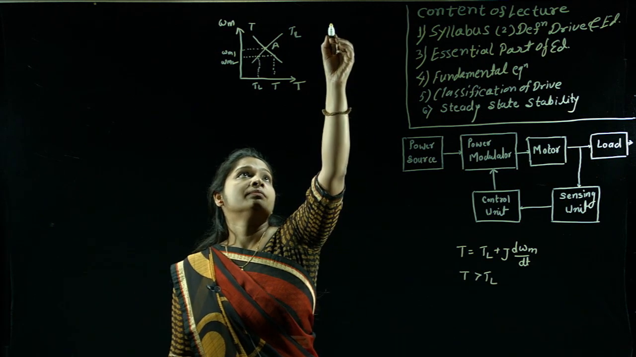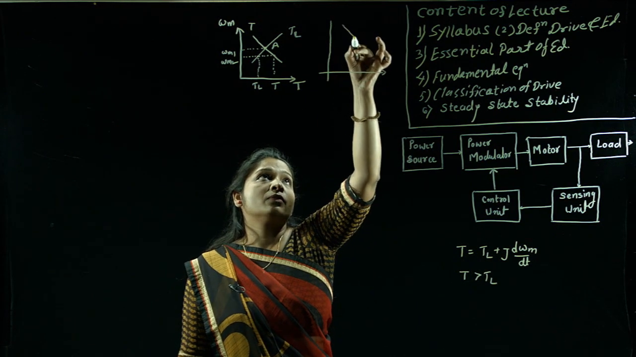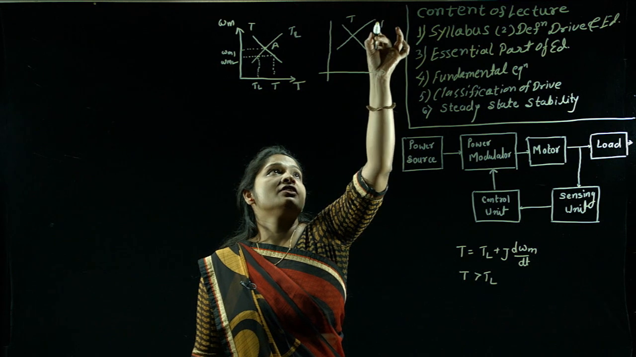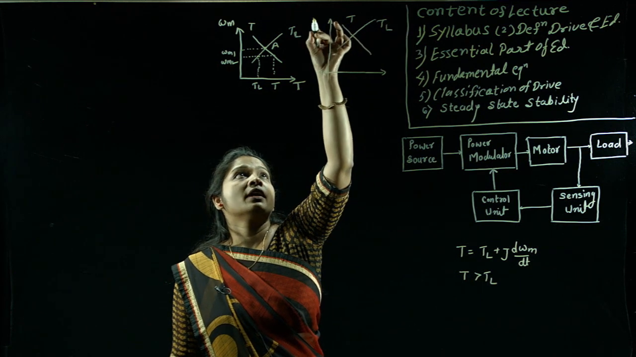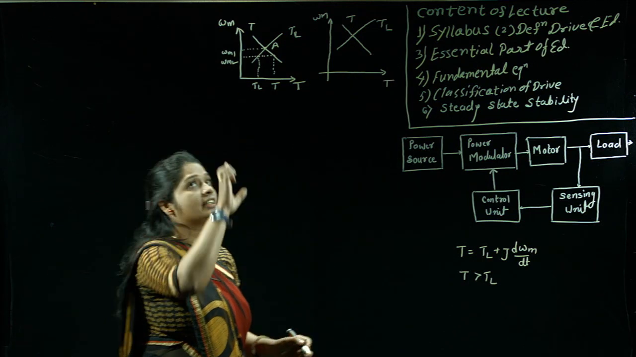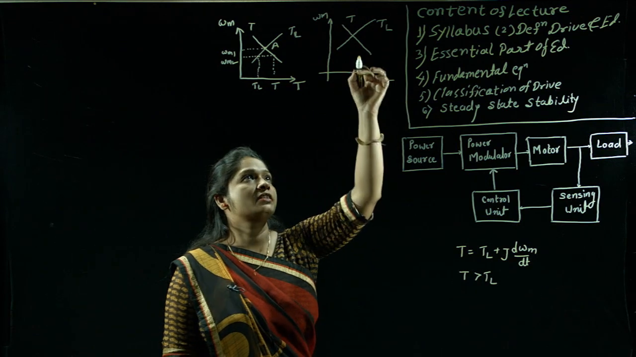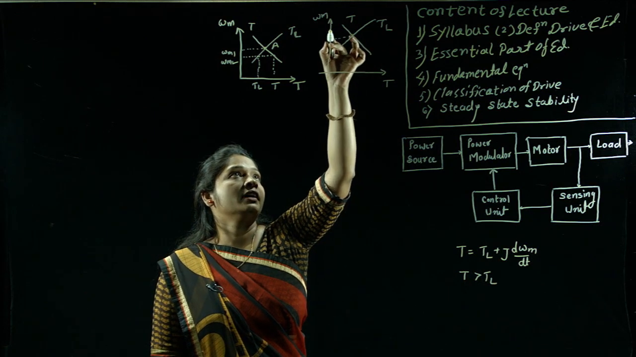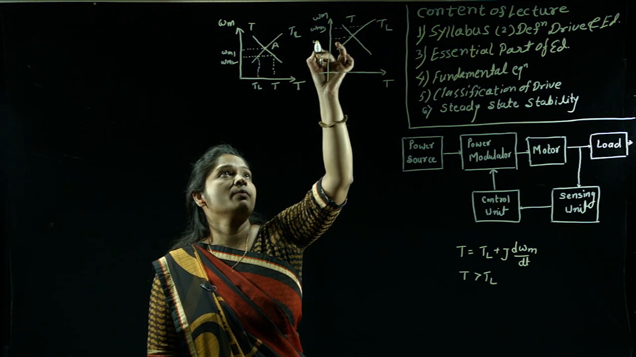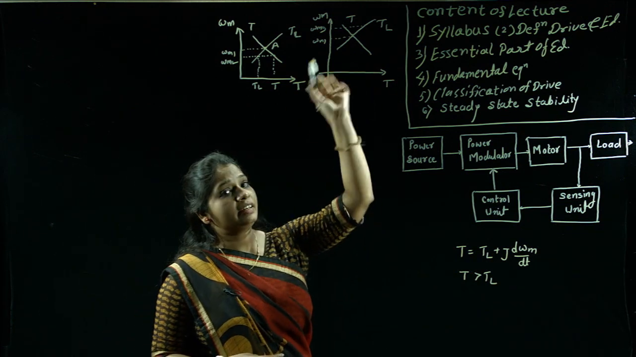Okay, second case, same. This is your T and this one is your TL. It is omega M and this one is tau. Here we consider the decrease in speed. Here we consider the increase in speed. This is an equilibrium point and this one is the increase, omega M3, and this one is omega M. In that case, we consider the increase in speed.